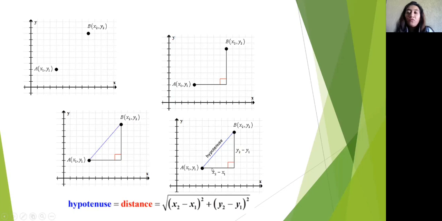Now students, we want to find the distance formula. As we already know, x2 minus x1 is the base and y2 minus y1 is the opposite. So what is the Pythagoras theorem? Hypotenuse square equals opposite square plus adjacent square. But we want only the hypotenuse, so we take the square root: equals square root of x2 minus x1 whole square plus y2 minus y1 whole square.